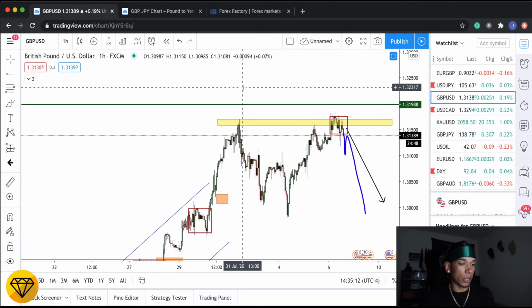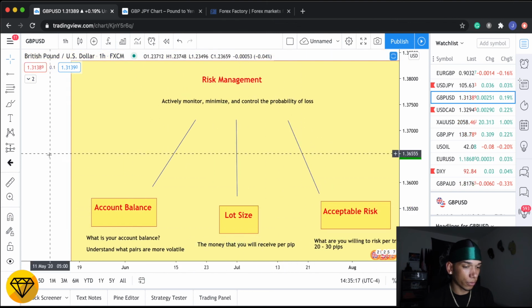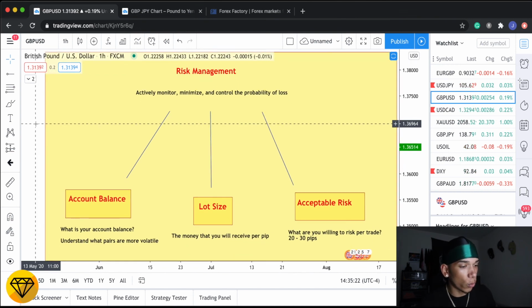All right, guys. So, recap. To hit home, risk management, right? What we want to do is to actively monitor, minimize, and control the probability of loss. Three key factors that go into that: understanding your account balance, how much you have, what pairs are more volatile, what pairs you have to stay away from; understanding your lot size, which directly correlates to your account balance; and setting an acceptable level of risk.